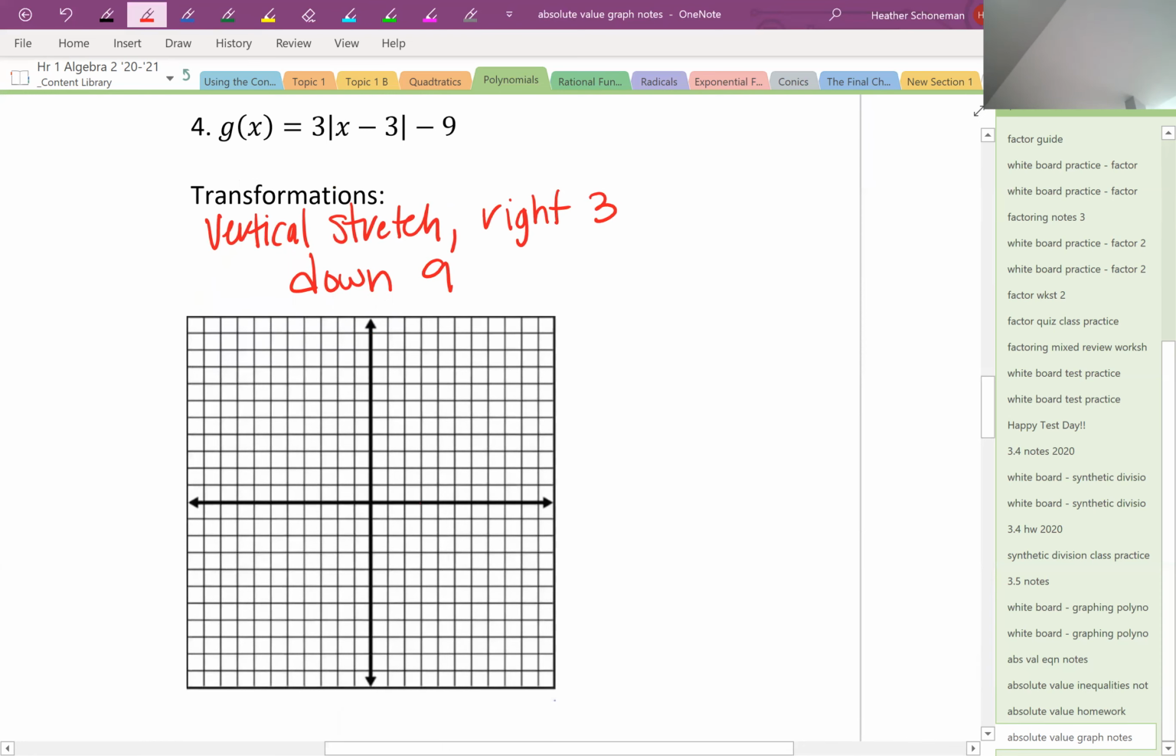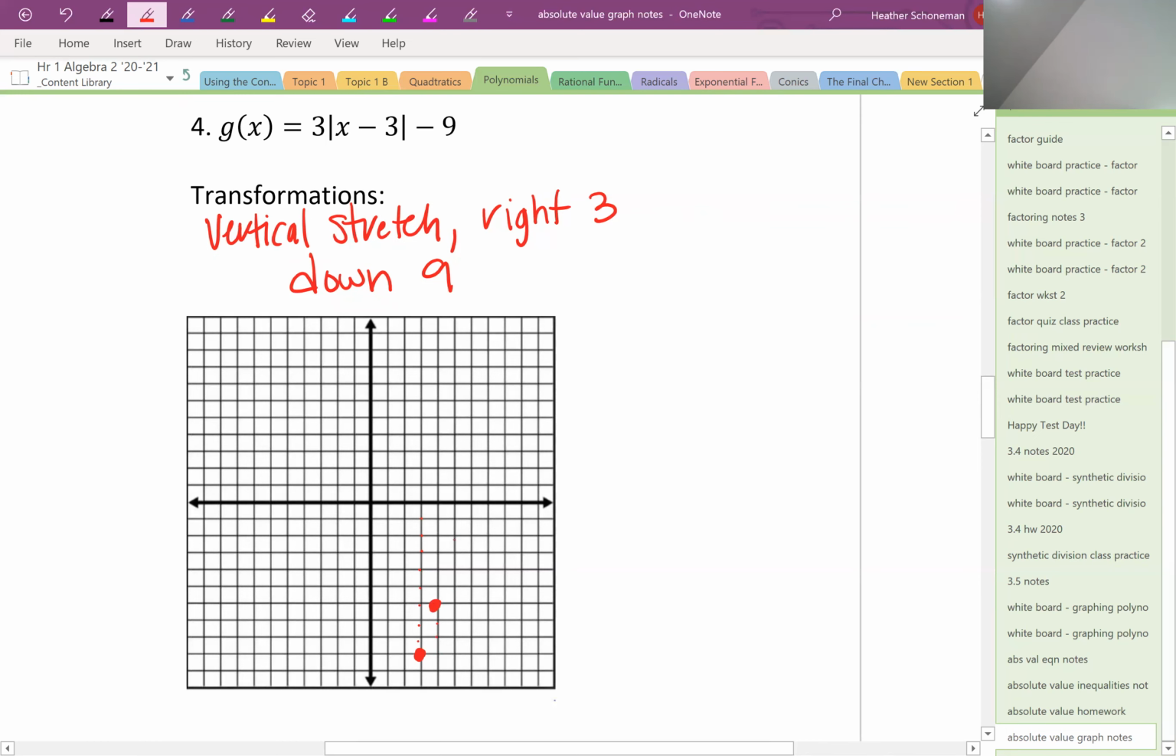Okay, so I'm going to go over 3 and then down 1, 2, 3, 4, 5, 6, 7, 8, 9. Okay, and now normally we go over 1 and up 1, right? And we just keep repeating this pattern. Remember, the over doesn't change, it's how much we go up. So we're going to go over 1 and up 1, 2, 3.